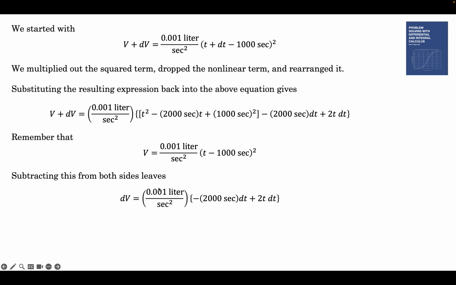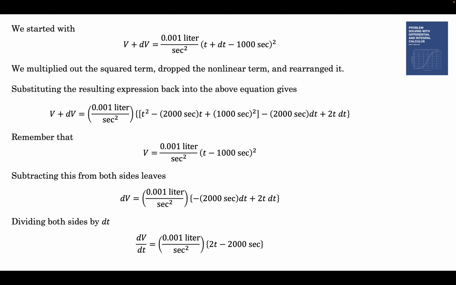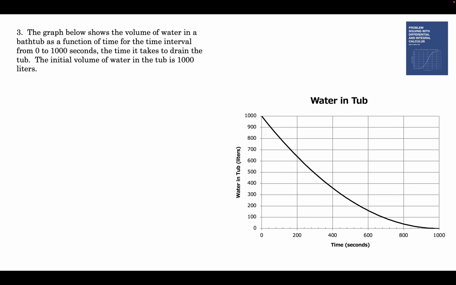We want the slope, which is dv/dt, so we just divide both sides by dt. And what I did right here is I switched the order of this. I got minus 2,000 seconds plus 2t, and I just wrote it as 2t minus 2,000 seconds. Should make sense. And that's the slope at any t. This is differential calculus, real differential calculus.